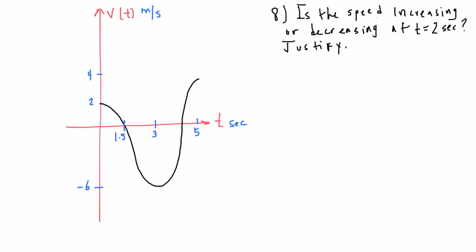So here's the last question of this video. Is the speed increasing or decreasing at t equals 2 seconds? And justify. It's the second time I asked the same question for a different graph now. So what do we need? What are the two elements we need to inspect to figure out if the speed is increasing or decreasing? You should know by now that it's acceleration and velocity. We need to look up at their signs and figure out if they're both negatives, both positives, or different signs. And then it's like multiplying signs.